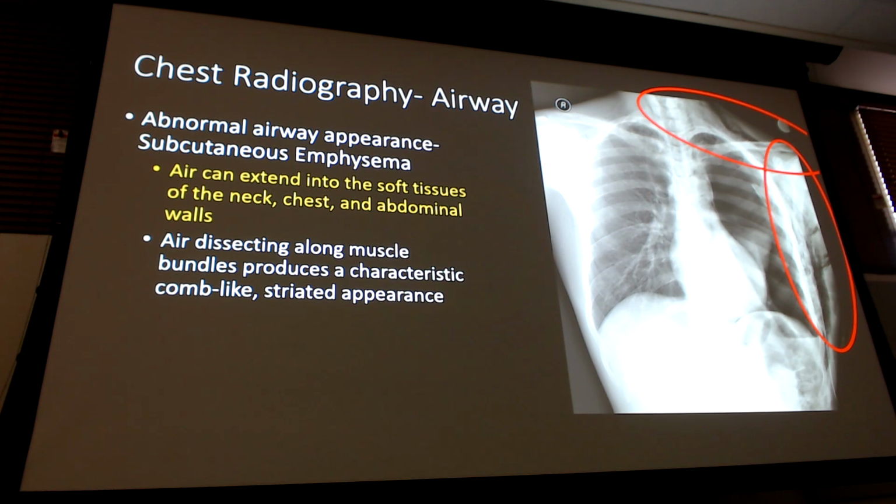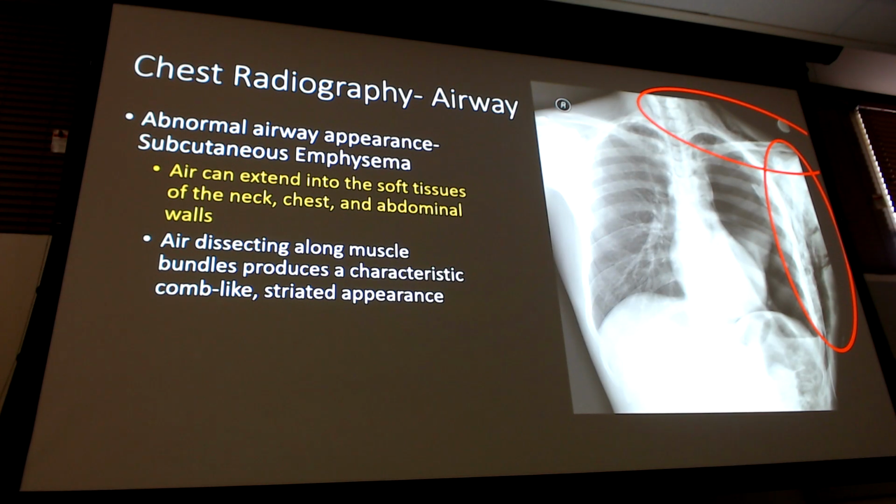Subcutaneous emphysema. Air in the subcutaneous tissue. There's your definition of that. What else is on this X-ray? We got a chest tube in. Why do we got a chest tube in? Pneumothorax. Here's my lung.